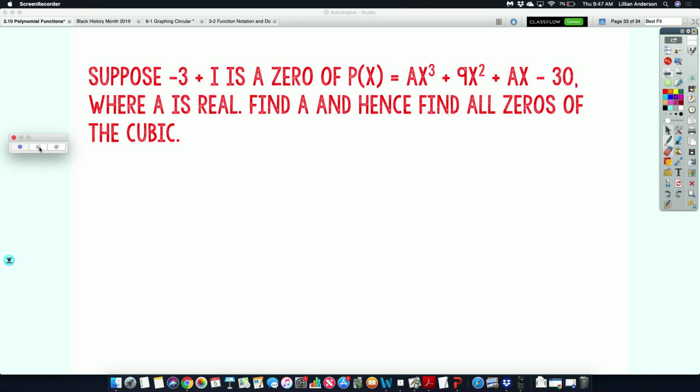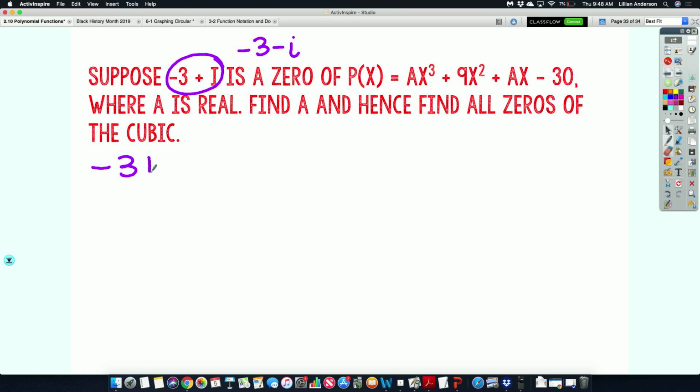Okay? If you know that negative 3 plus i is a 0, then you also know what is a 0. Negative 3 minus i, okay? So that's 2 out of how many zeros you should have? You should have 3 of them, so that's 2. So we really just got to find that one last one, okay? Then we have another linear factor that when we solve it is going to give us our other root, okay?